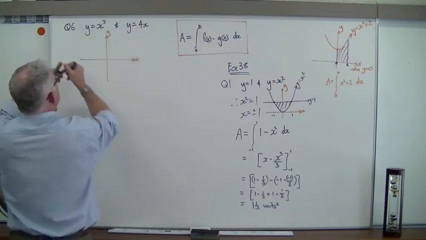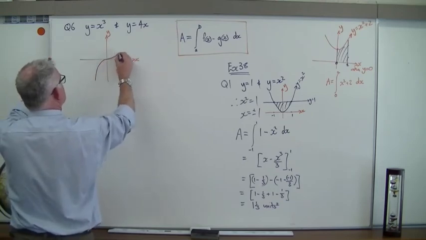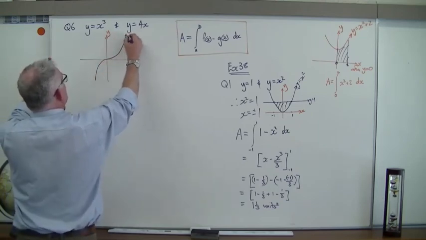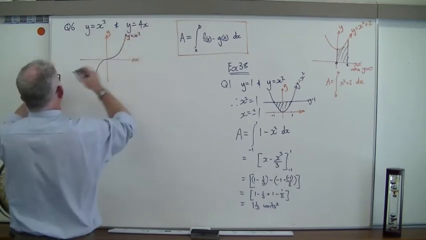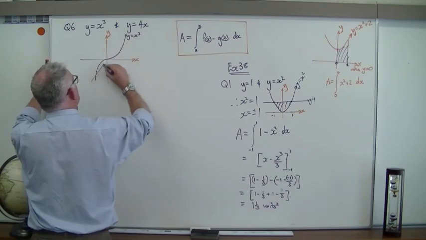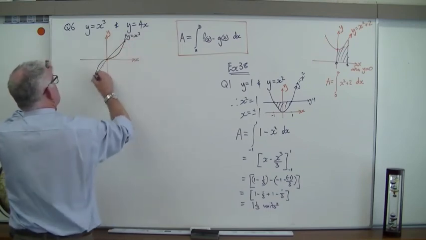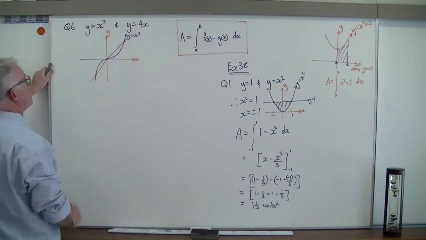All right, this one's the cubic, so it goes up like that, something like that. That's y equals x cubed. And then this one is just a straight line with a gradient of 4, and it intersects in these places here. There's 3 points of intersection.